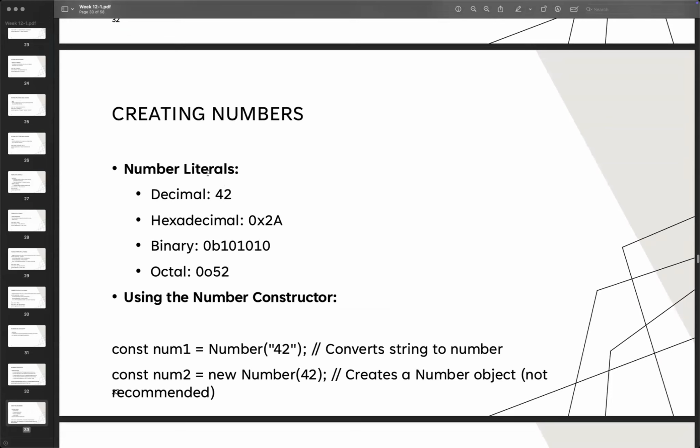And for the number literals right here, we have decimal numbers, hex, binary, and octal. So right here you will see 0x10 represents hexadecimal.